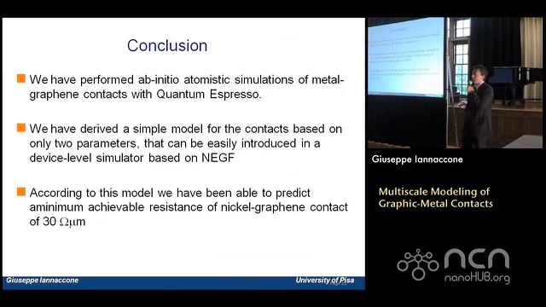So, with this I can conclude. Basically, we have performed ab initio atomistic simulations of metal graphene contacts with Quantum ESPRESSO. We have derived a simple model for the contacts based on only two parameters that capture all the relevant physics of the contact. It can be easily introduced in a device-level simulator based on NEGF. And according to this model, we have been able to predict a minimum achievable resistance in the case of nickel graphene contacts of about 30 ohm per micron.